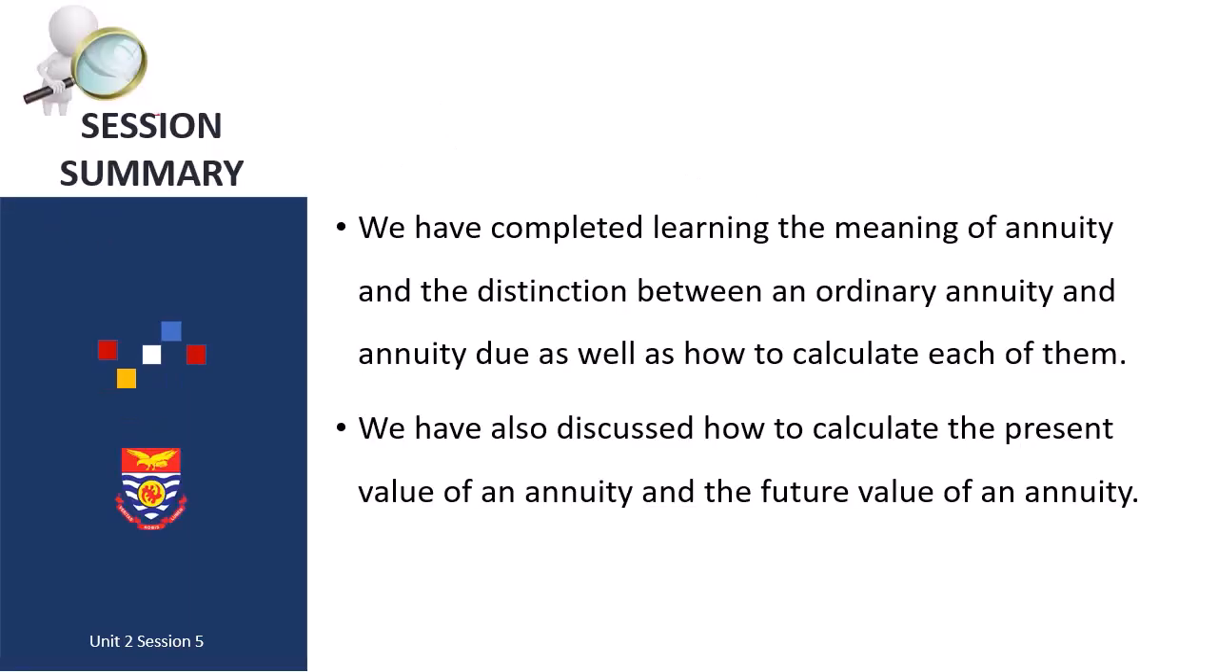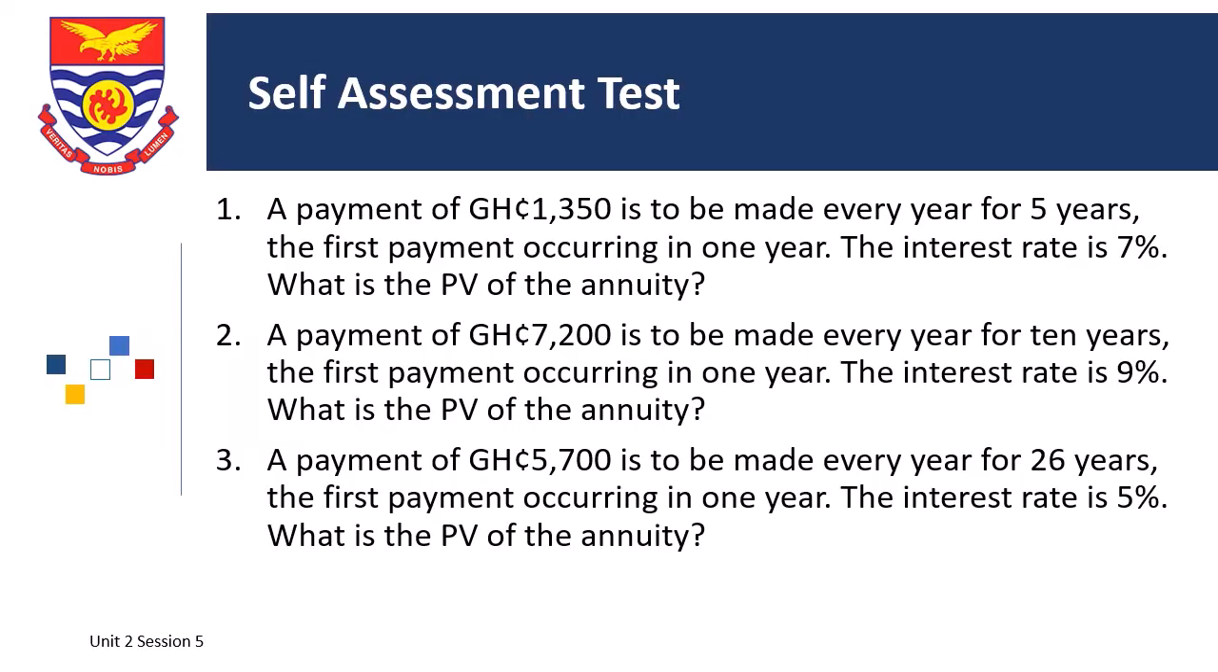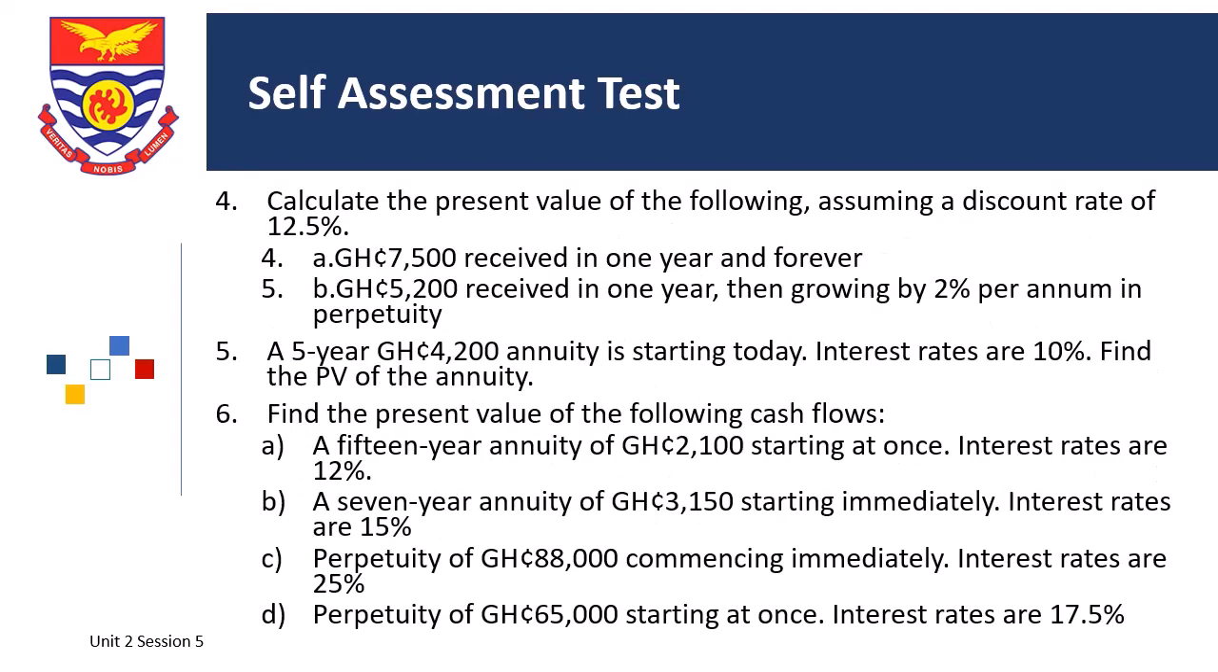Okay, so we have completed learning the meaning of annuity, and we also know the distinguishing features between ordinary annuity and annuity due. And we've also learned how to calculate them in terms of ordinary annuity and annuity due. We also discussed how to find the present value of an annuity and also the future value of an annuity. These are some review questions. Go and try your hands on them as you practice whatever you've learned today.